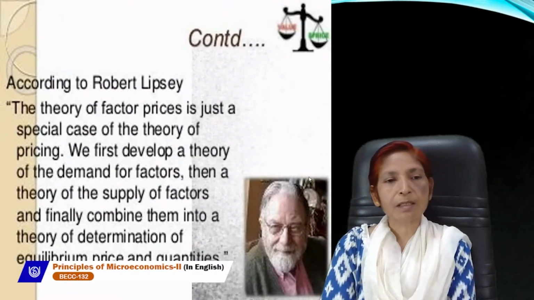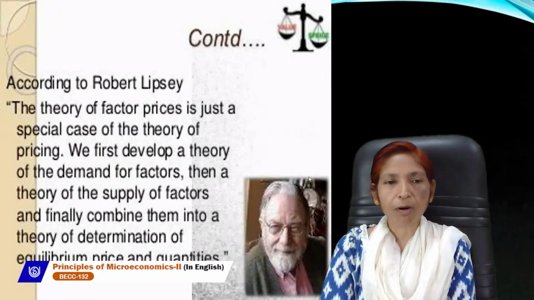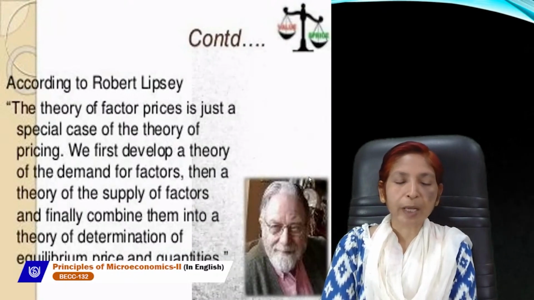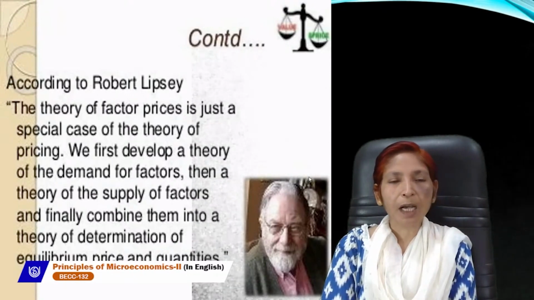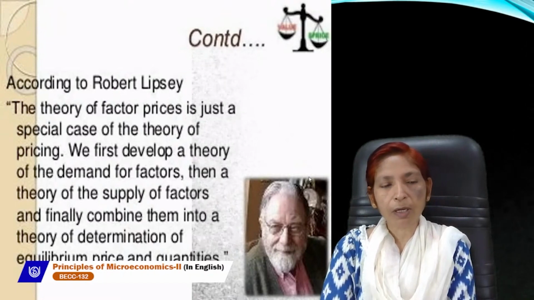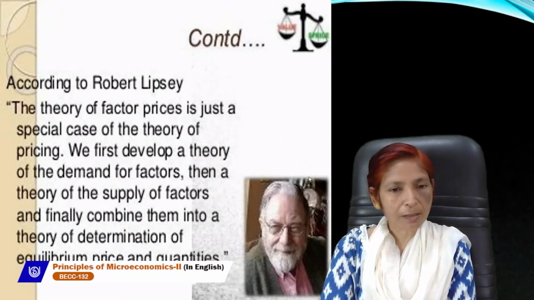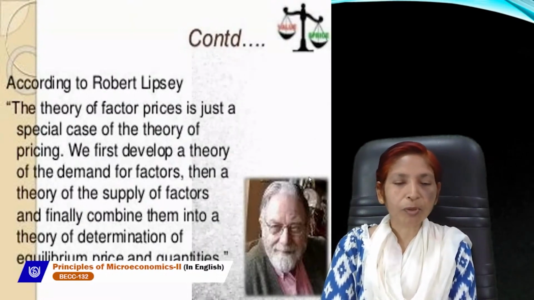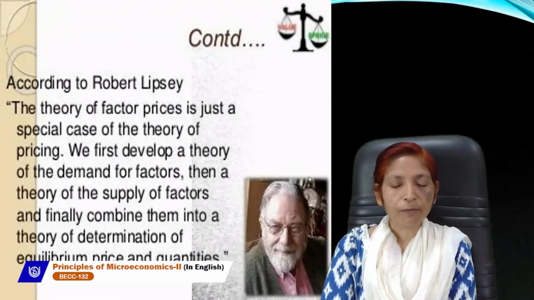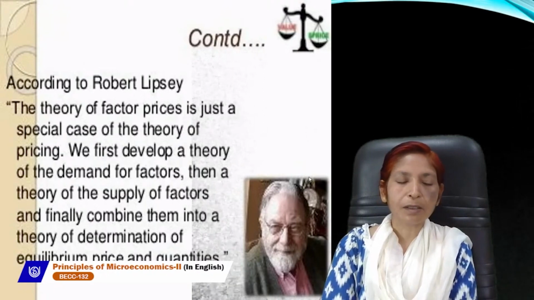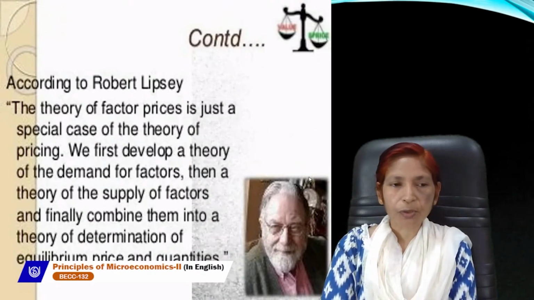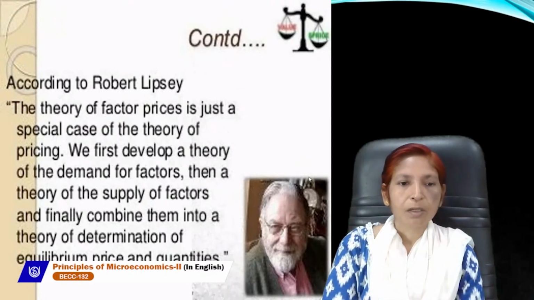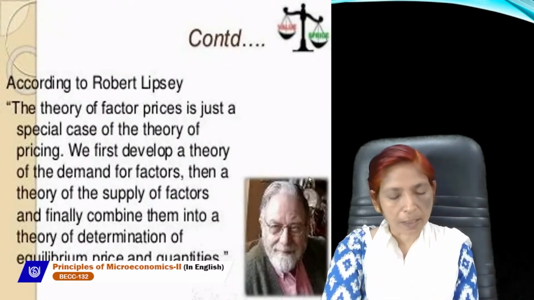Just the same as the equilibrium price of a commodity, we can determine the equilibrium price of factors with the help of demand for inputs or factors and supply of factors. Where both curves intersect each other, factor price is determined. So the theory of factor prices is just a special case of the theory of pricing.